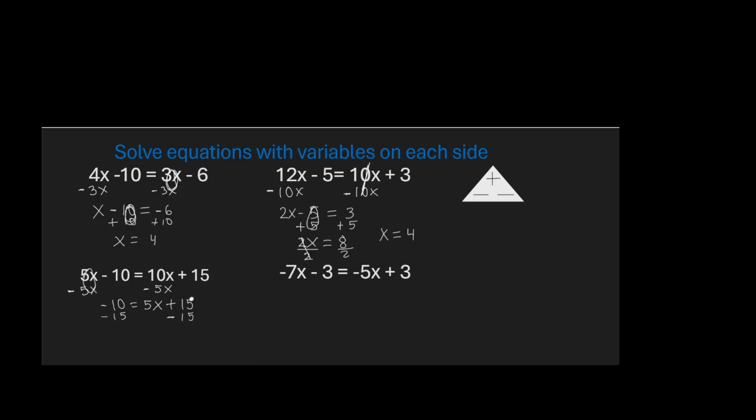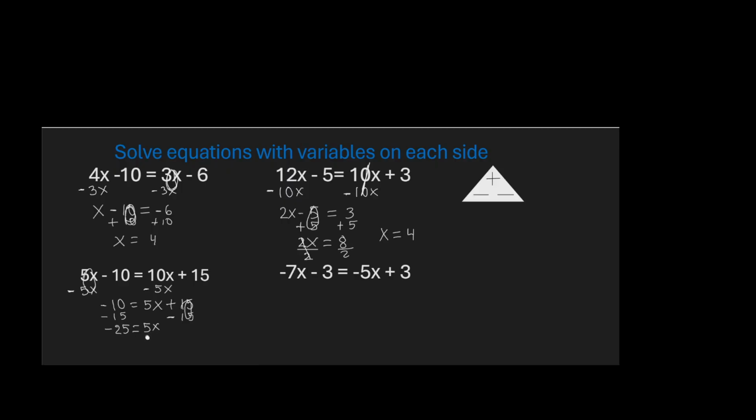Now, positive and negative 15, that is going to be 0. They cancel each other out. That's how you end up only with 5x. On the other side, can you see that both numbers are negative? Add it up and keep the sign.